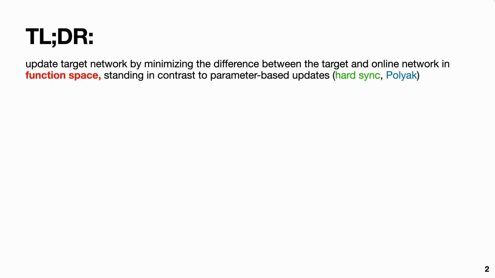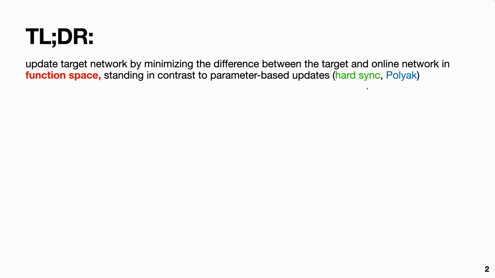Now, for those of you who are in a rush, I'm just going to go directly to the algorithmic contribution that we propose in this paper to make life simple. And really, the core of what we are presenting and our insight is that we want to update the target network in reinforcement learning by minimizing the difference between the target and online network in the function space. And this stands in sharp contrast to previous work that updates parameters of the target network in the parameter space based on either hard synchronization or Polyak averaging.